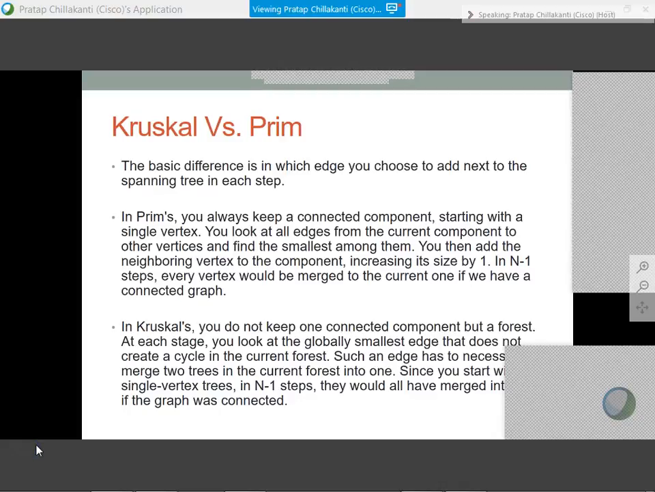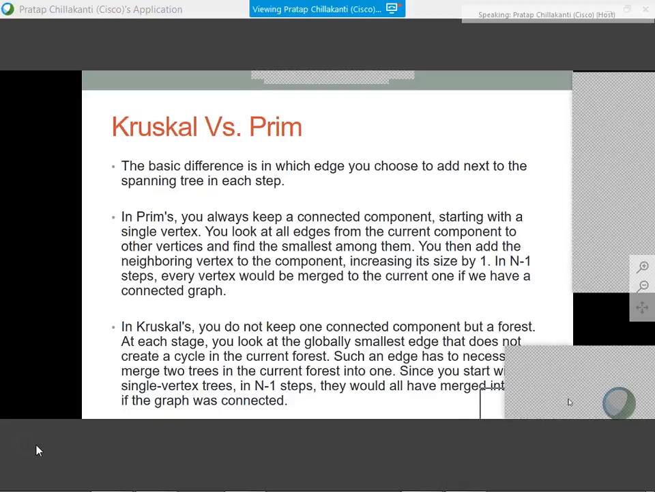In every stage, since you're looking for the smallest edge that does not create a cycle, okay, you're beginning to merge the trees. So you start with one vertex tree and then you build in Prim. Whereas in Kruskal, you start with n individual trees, if you will, called a forest, and you start connecting them. Okay.